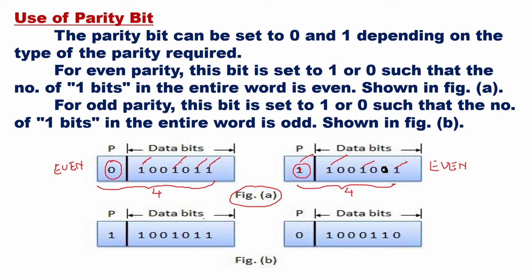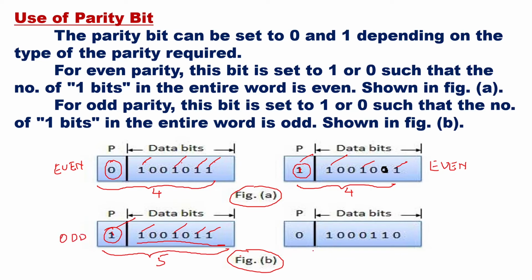Similarly, for the second case, figure B, we'll see the first figure. These are your data bits and this is your parity bit. Now, in the data bits, how many logic ones are there? 1, 2, 3, 4. Four logic ones are there, and I want to send odd parity. So if there are 4 logic ones, then I'll make the parity bit 1 also, because including this it will be 5 logic ones here. So 5 logic ones, which I can tell is odd parity.